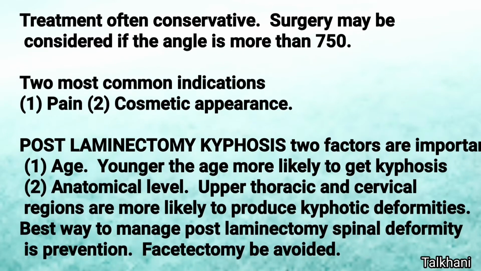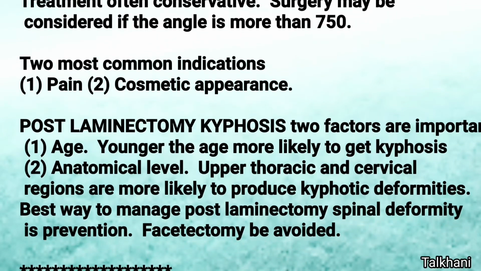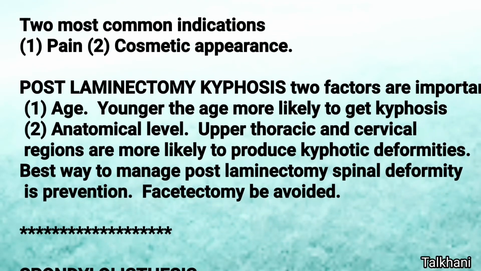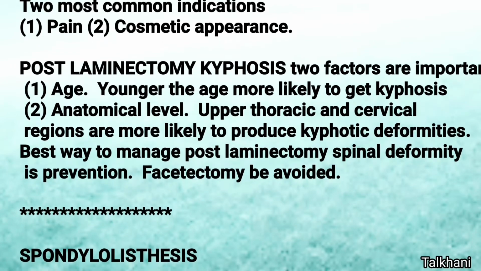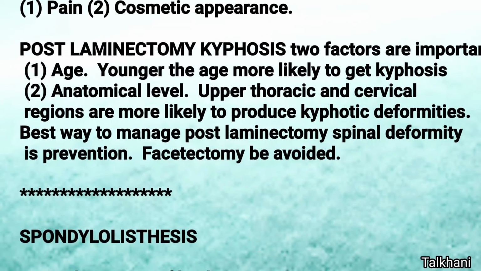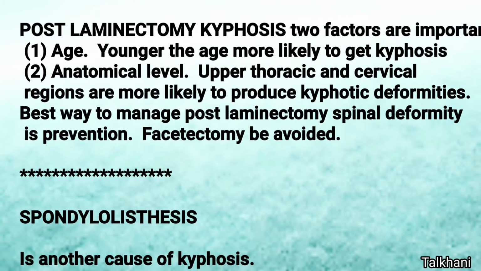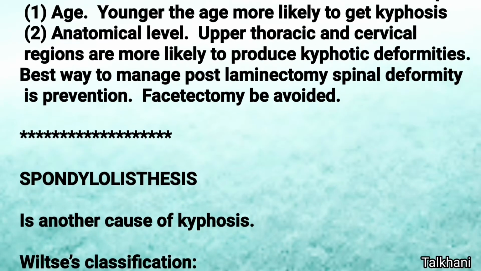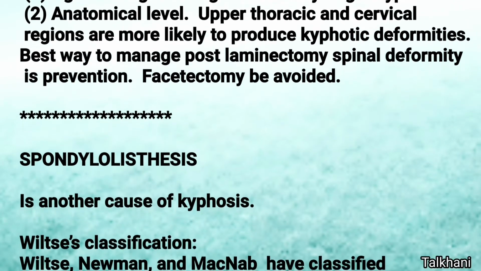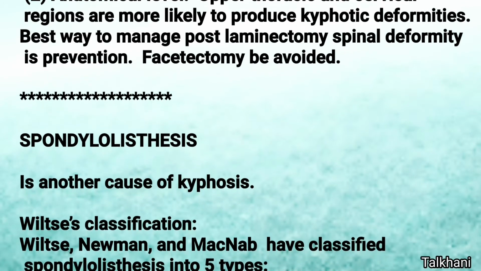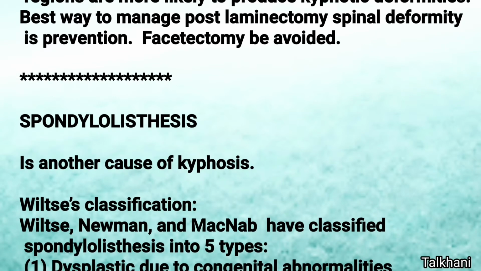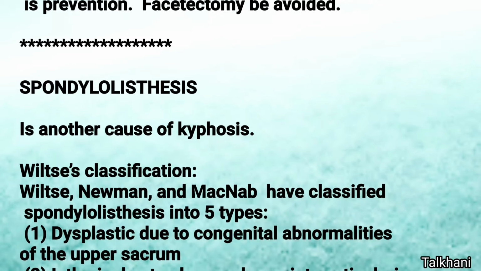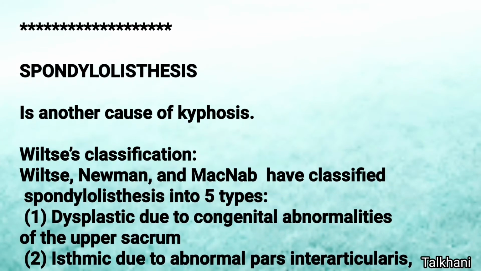Post-laminectomy kyphosis, a few words to remember. Number 1, age. Younger the age at laminectomy, more likely to get kyphosis. 2, anatomical level. Upper thoracic and cervical regions are more likely to produce kyphotic deformities compared to lumbar laminectomies. Best way to manage post-laminectomy spinal deformity is prevention, thereby preserving facet joints during laminectomy. Spondylolisthesis is another cause of kyphosis. Wiltse, Newman and Macnab, mainly called Wiltse's classification of spondylolisthesis.